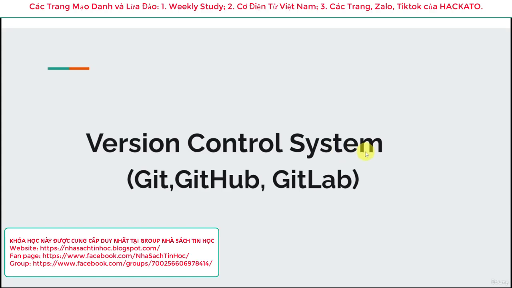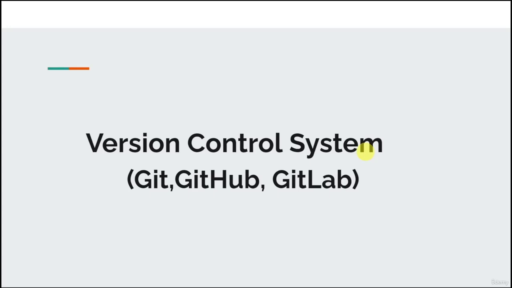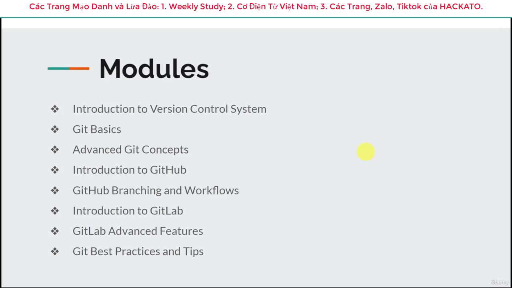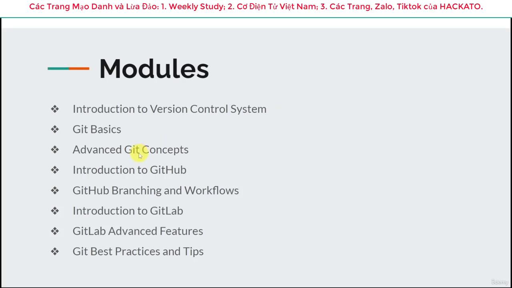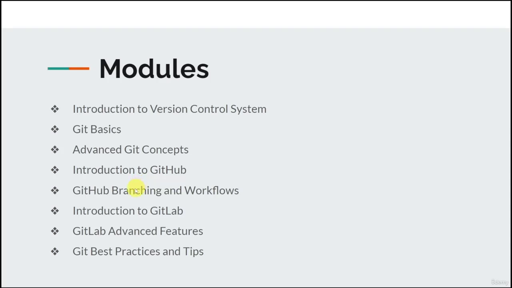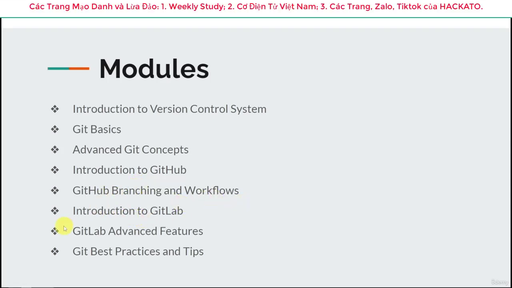In the previous lecture, we already learned about version control system. And in this course, these are the modules we're going to learn: Introduction to version control system, Git basics, advanced Git concepts, introduction to GitHub, GitHub branching and workflows, introduction to GitLab, GitLab advanced features, Git best practices and tips.